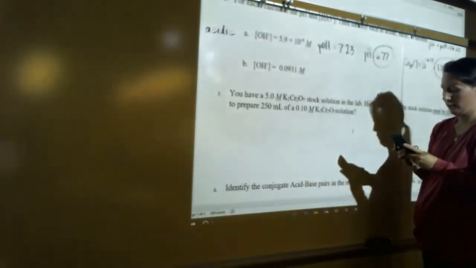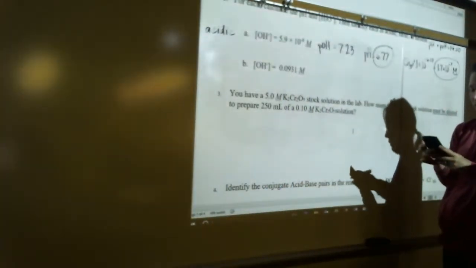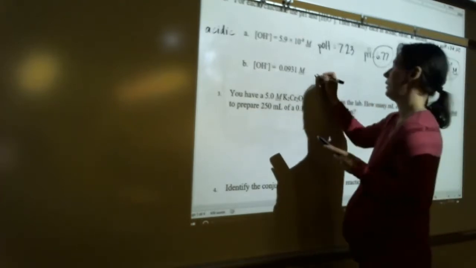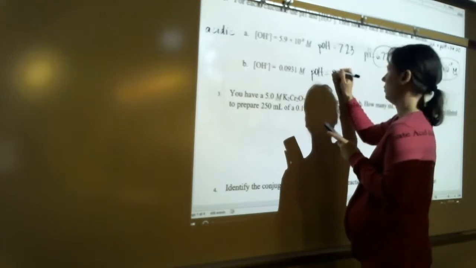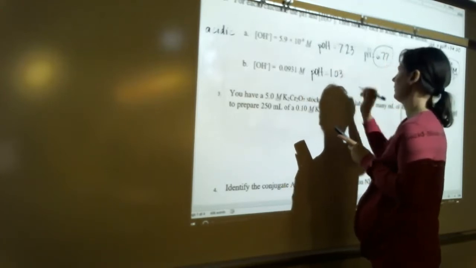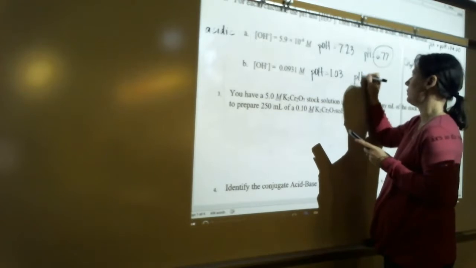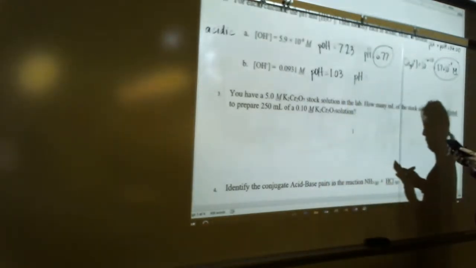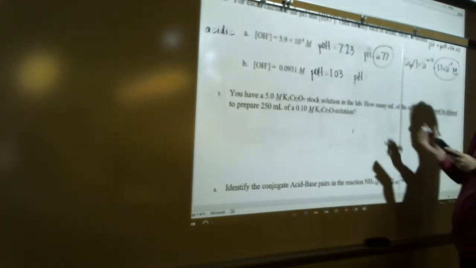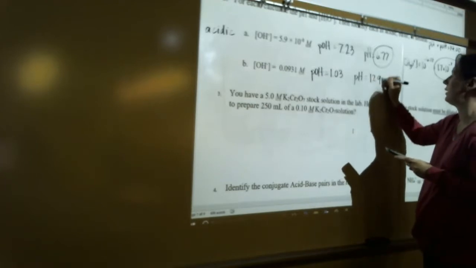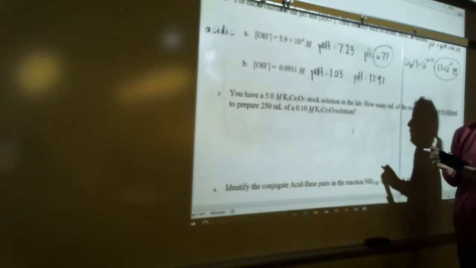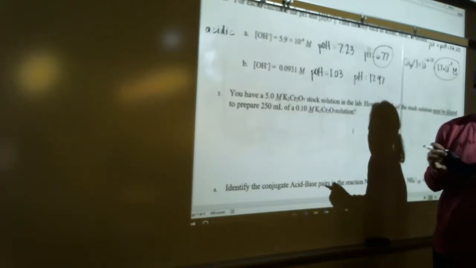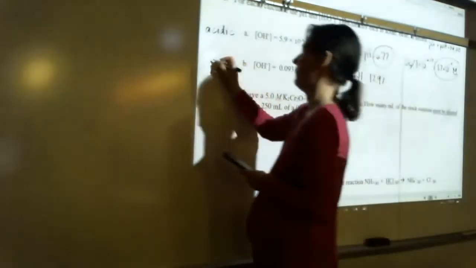Okay, negative log of 0.0931. pOH would be 1.03. So what would the pH be? 14 minus 1.03, right? 12.97. Based on that pH or that pOH, whichever way you want to look at it, is that acidic, basic, or neutral? That one's basic, yep.